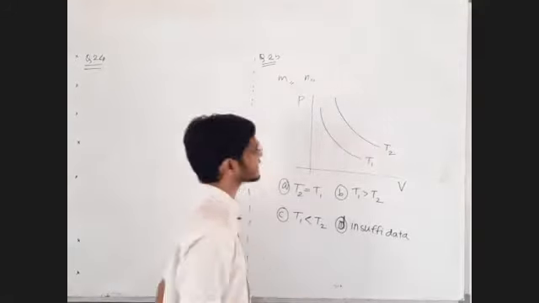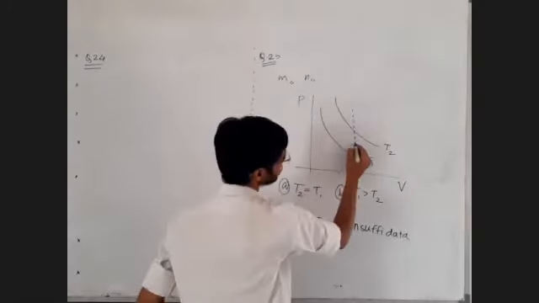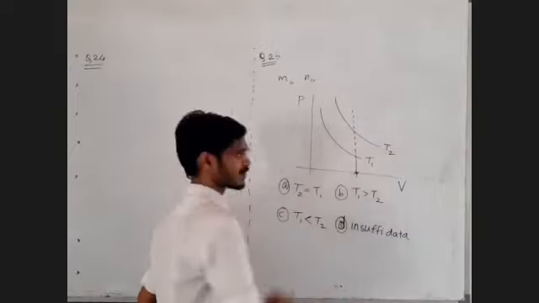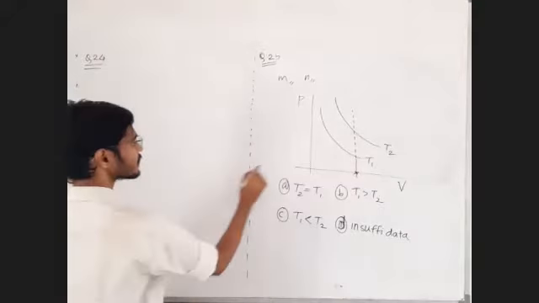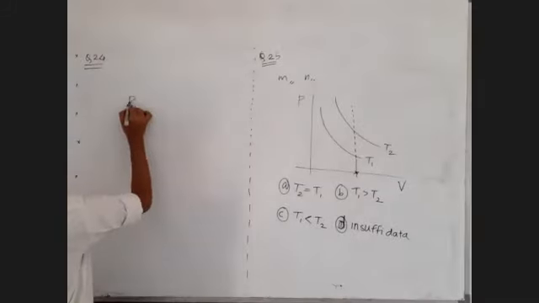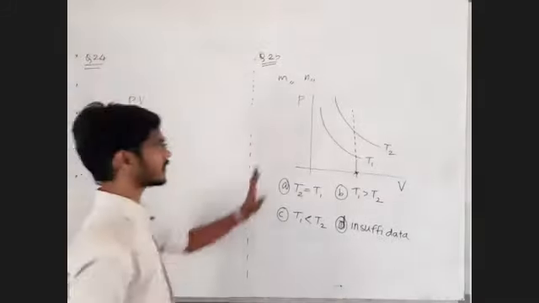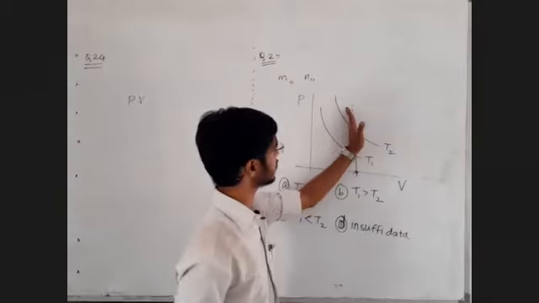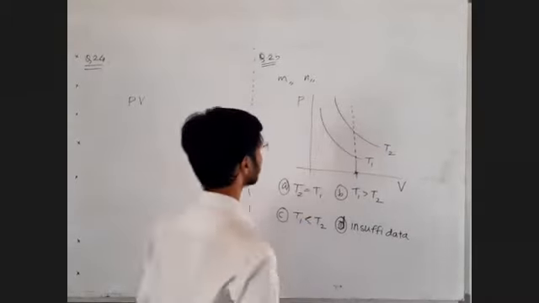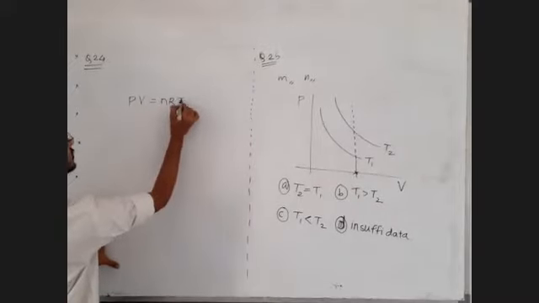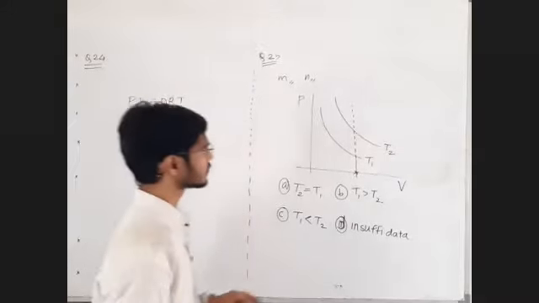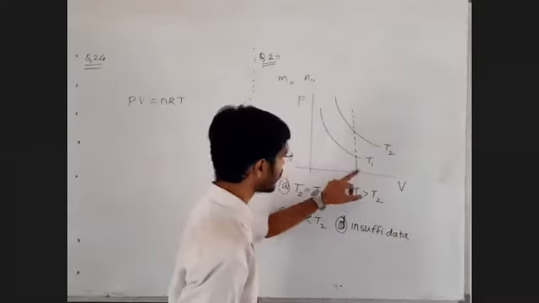Very simple task. Draw a straight line and observe at a given volume. Both the curves are drawn for an ideal gas, and the same gas is given to you. So PV equal to nRT. We are keeping volume same.